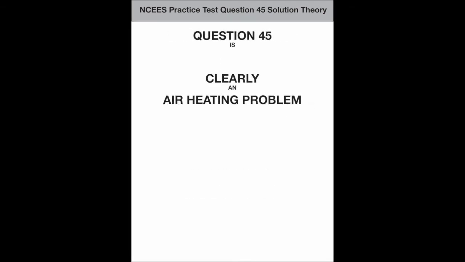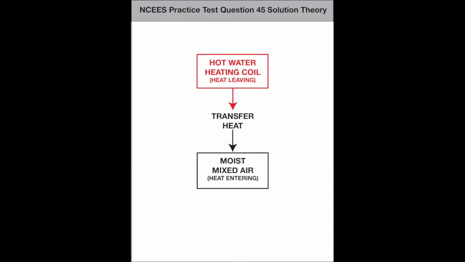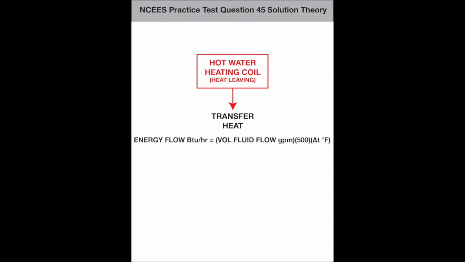Because the problem is so clearly an air heating process, the first element to identify is BTU per hour. After all, energy flow in the form of BTU per hour is central to heat gain calculations. But it's not given in the problem. So identify what's needed for steady-state energy flow using water as the fluid. Here is the standard heat transfer rate equation used for water. You should have this memorized. You'll need to use it frequently in the exam.